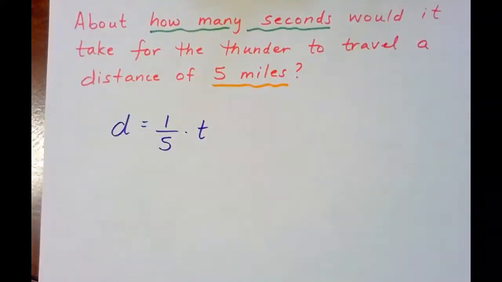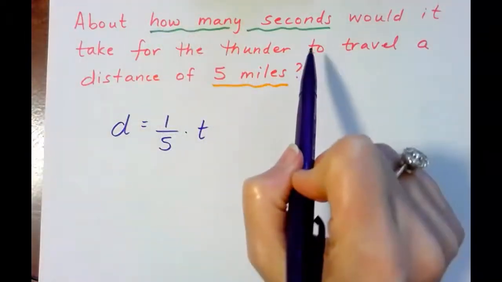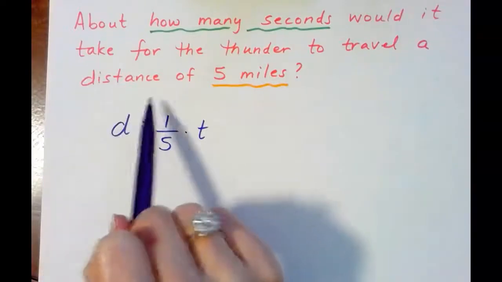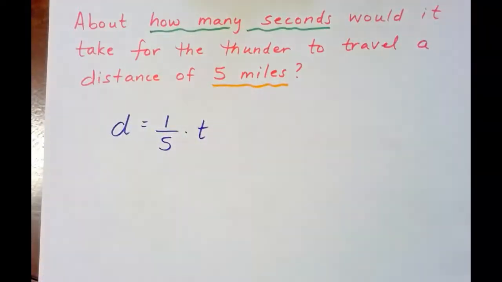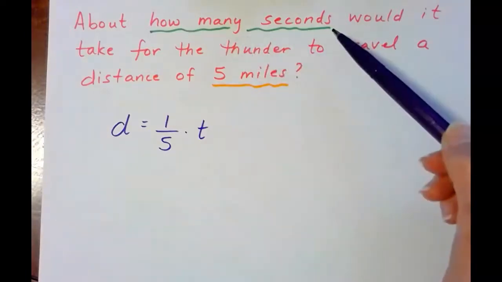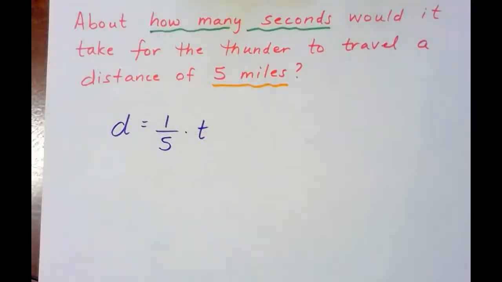So now let's answer this question. About how many seconds would it take for the thunder to travel a distance of 5 miles? So once again, how many seconds? That's time. Time is underlined in green, just like it was on the previous problem. Our distance, underlined in orange, is 5. So we're once again going to substitute in given information.